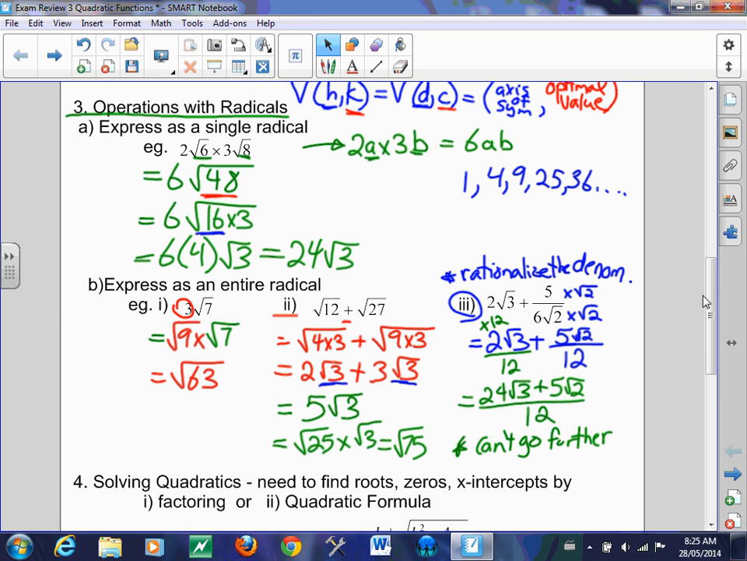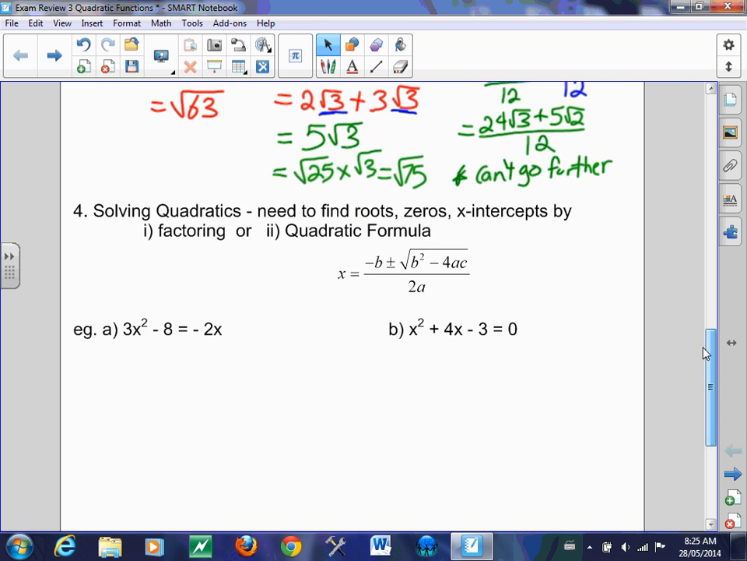All right, 4, solving quadratics. In order to solve quadratics, remember you would need to find the roots, zeros, x-intercepts by 2 methods, factoring, okay, or quadratic formula. My general rule, folks, ladies and gentlemen, is I would spend maybe 1-2 minutes seeing if I can factor because it usually leaves less error. If not, go right to quadratic formula.